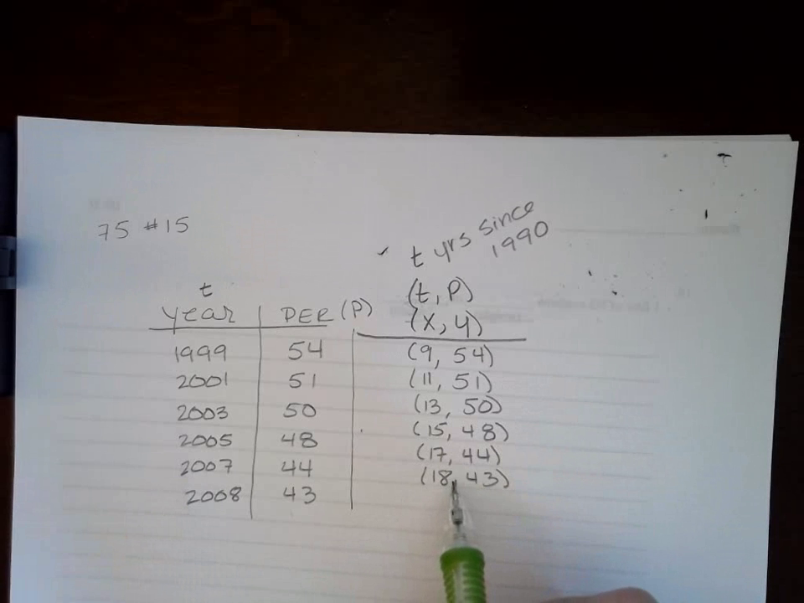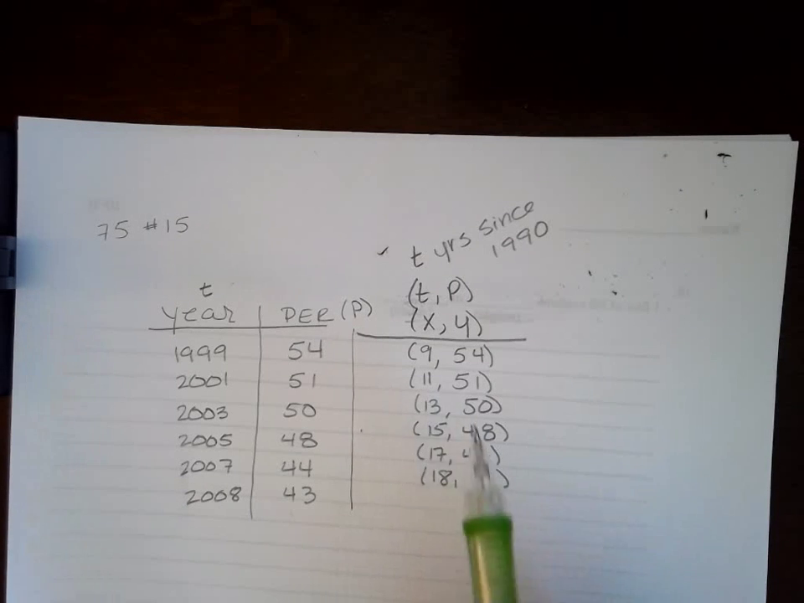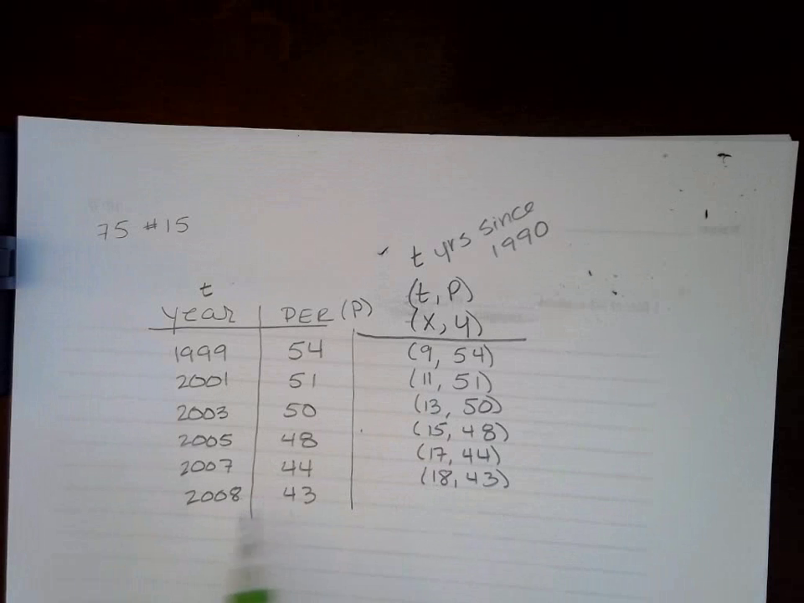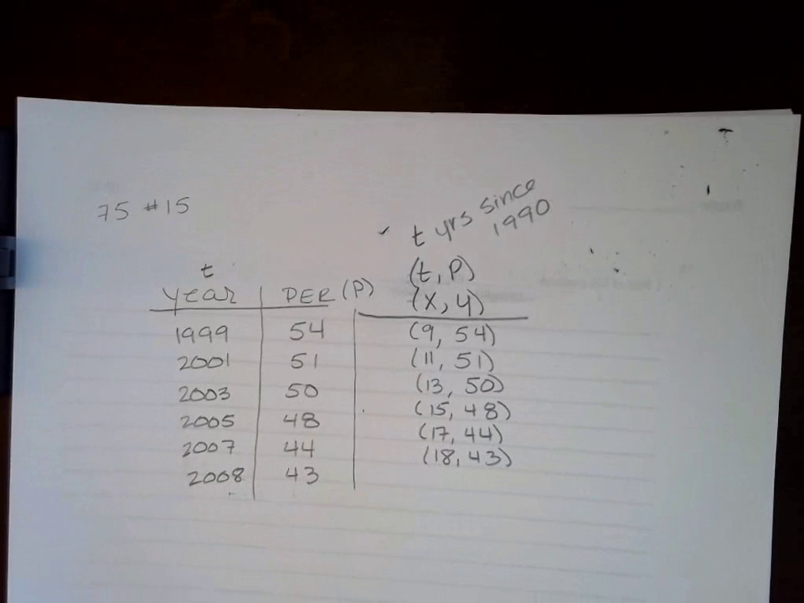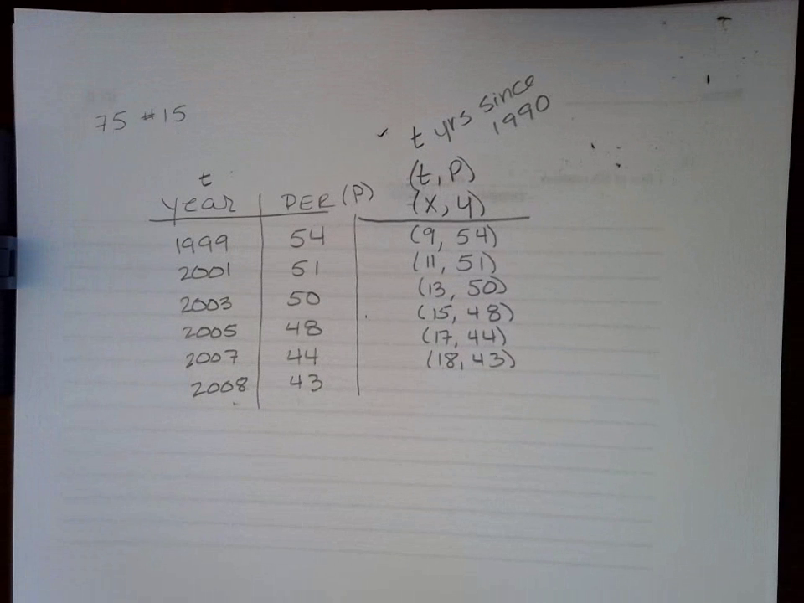So to get these values, the 18, 17, 15, 13, 11, all I did was take, for 18, 2008 minus 1990, it was 8 years ago. Right? So we have our ordered pairs. Use a graphing calculator to draw a scattergram of the data.